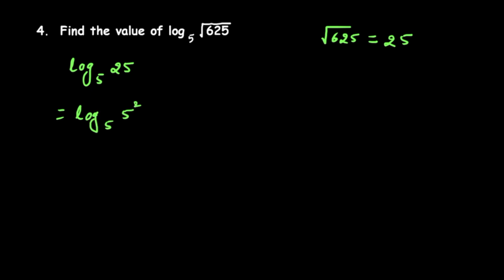Now this 2 here we get, because it is in the form of log x power m base a, we get m into log x base a, right? That means here 5 base 5. So 2 into, and this is in the form of log a base a. Log a base a is 1, so 2 into 1 is equal to 2 we get.